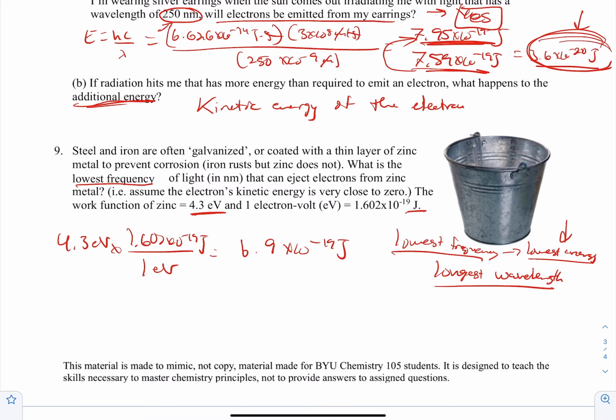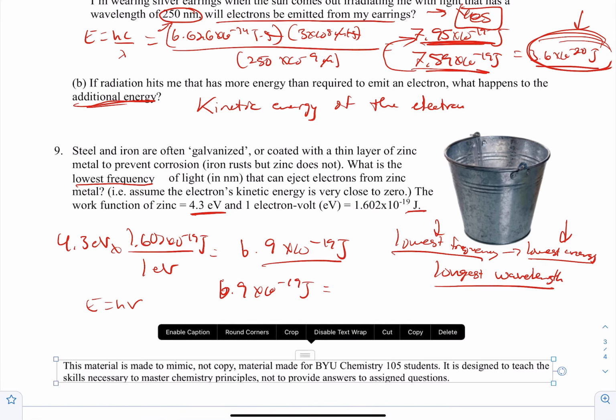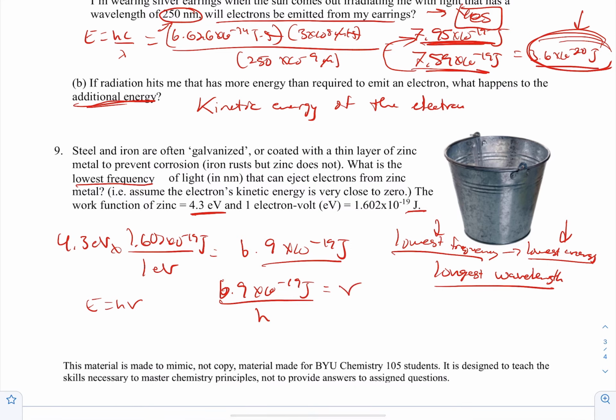Now, this is the minimum amount of energy, but they asked for it in frequency. So I would take 6.9 times 10 to the negative 19th joules, and I know that E is equal to h nu, or hc over lambda. In this case, I'm looking for nu, so I'm going to divide this by Planck's constant to get nu.